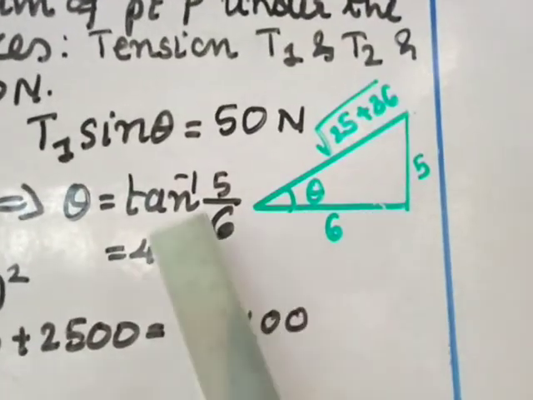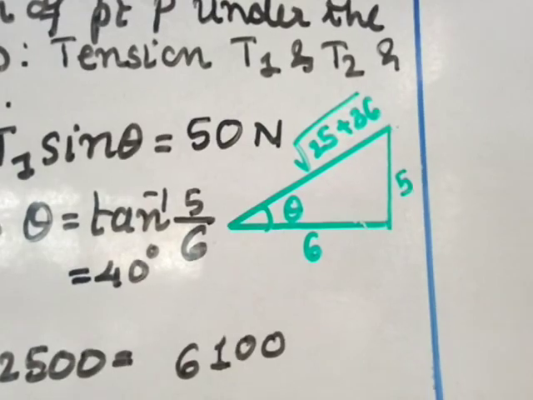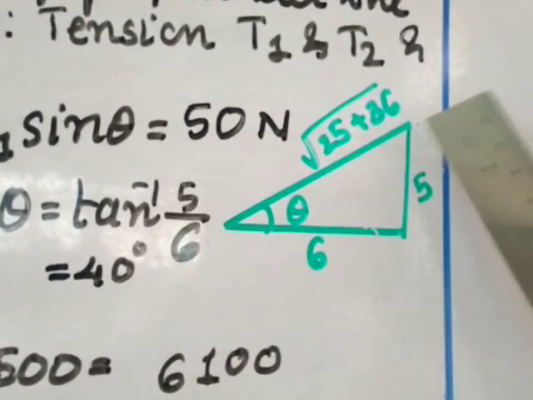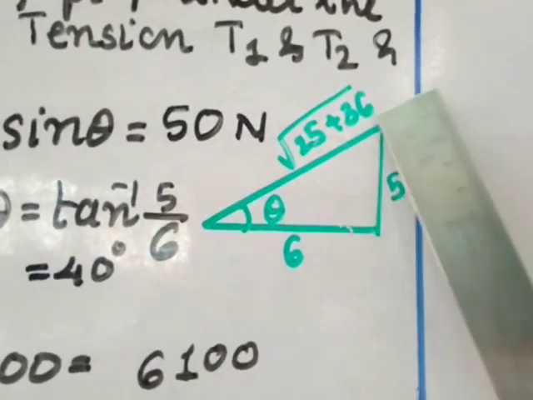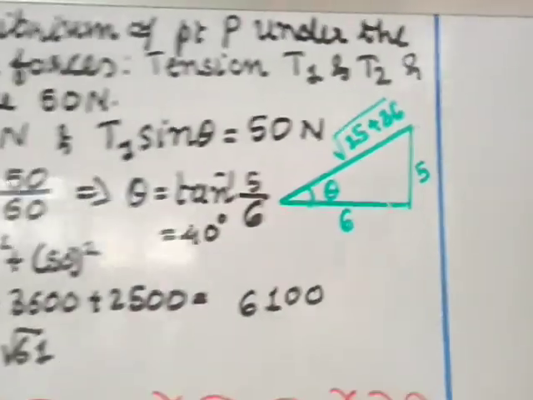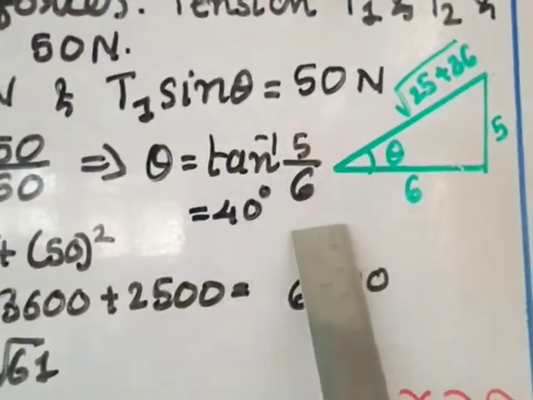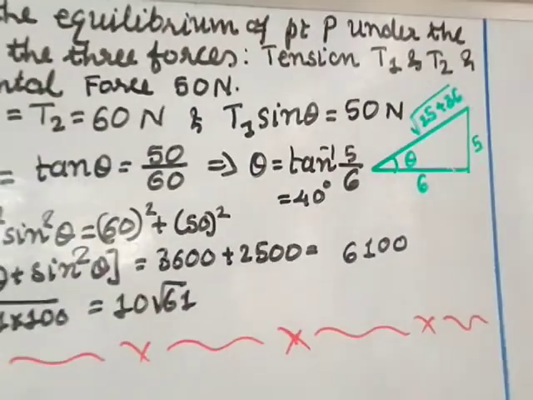Now if you take this in this diagram, theta here, then 5 will be the opposite side divided by adjacent side 6. Then if you apply Pythagoras, you will get the value of the hypotenuse, that is under the square root 5 square 25 plus 6 square 36, that will give you 61, square root 61. So tan inverse 5 by 6, this value is 40 degrees, so theta equal to 40 degrees, so that is the first answer.